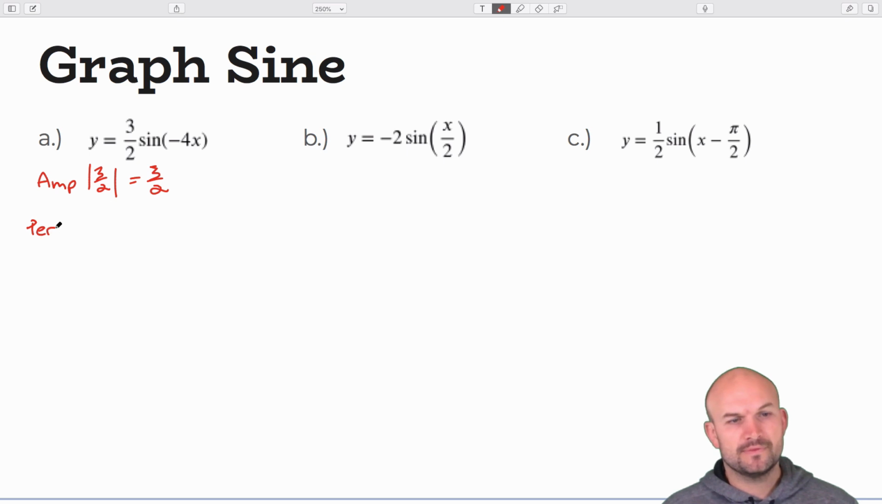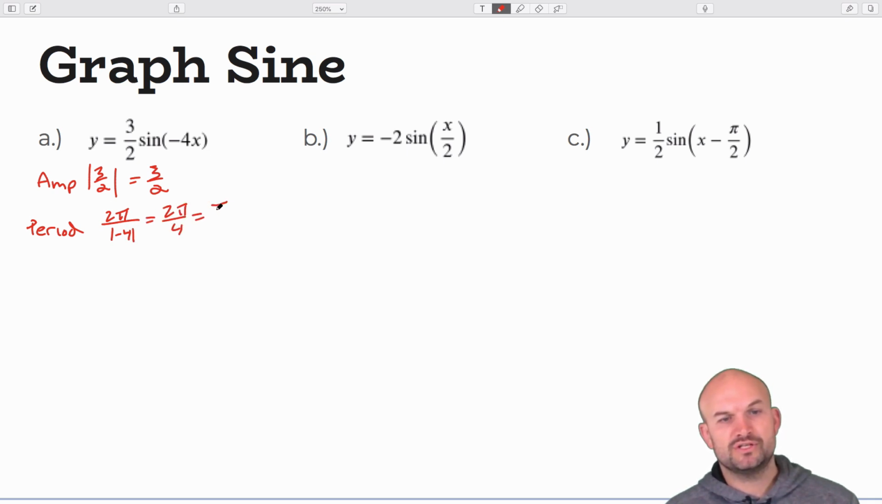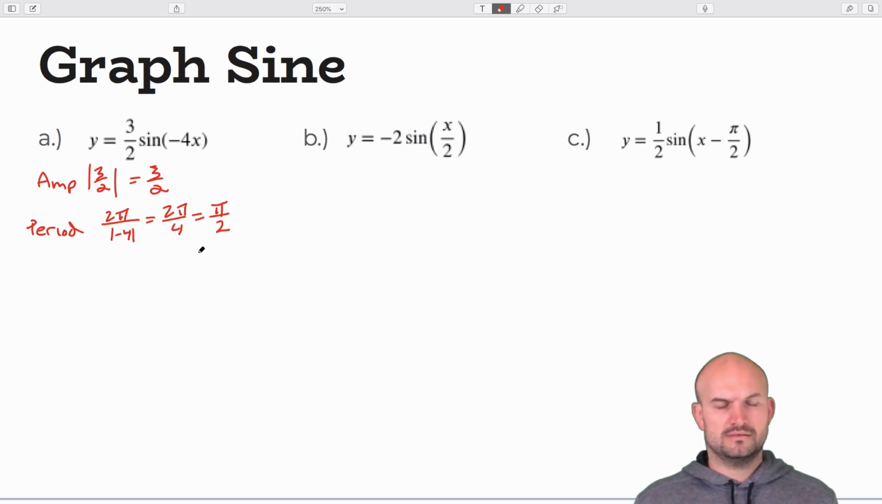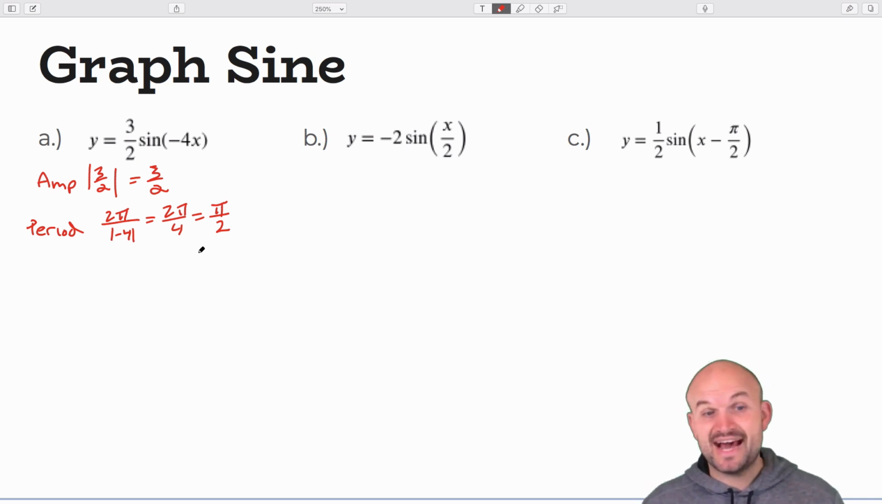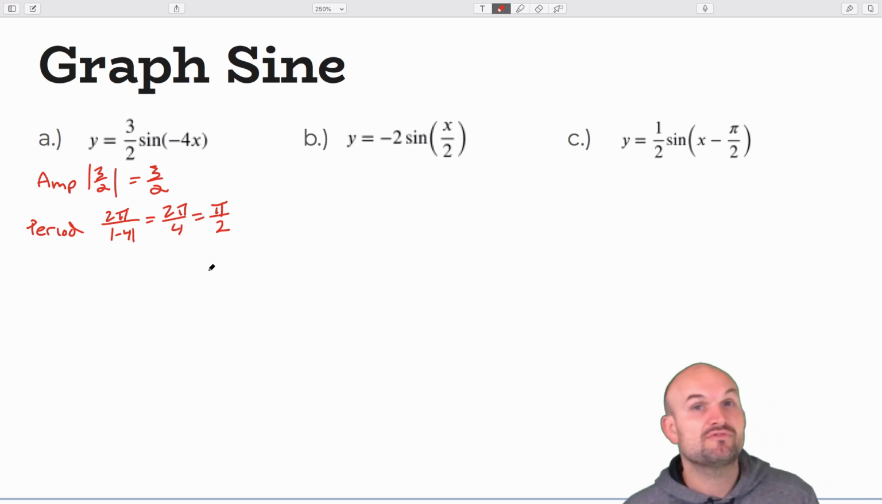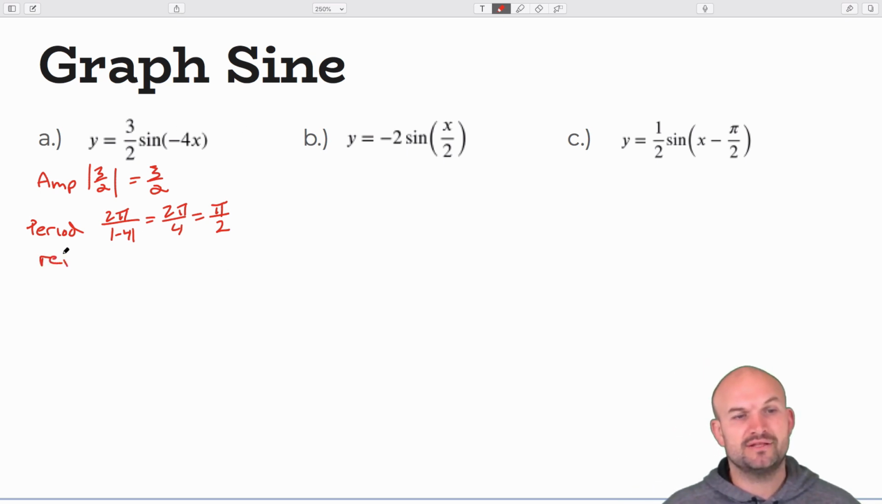The period is going to be 2 pi divided by the absolute value of -4, which is 2 pi divided by 4, which equals pi/2, right? So you can see the graph started at pi, and then it got compressed to pi/2. So you can see how the period got compressed. That's why that 4 is a compression. That also means that's a negative. That's a reflection about the y-axis. So I'm going to want to write that in there as well. So reflect the y-axis.